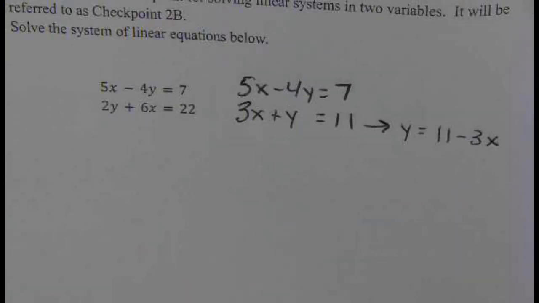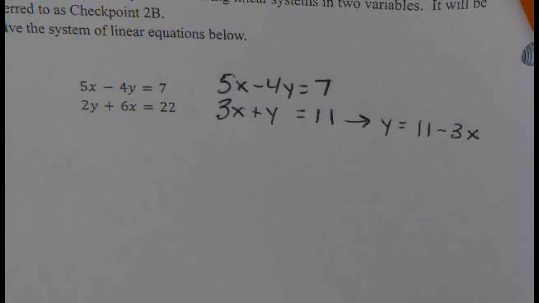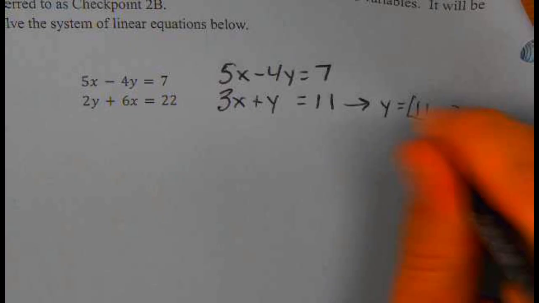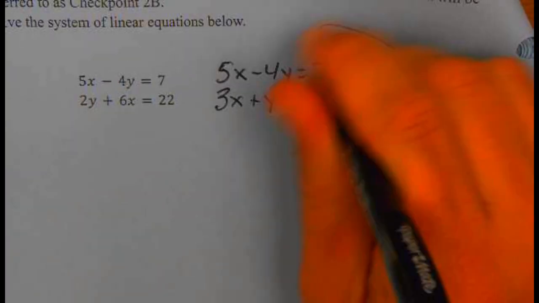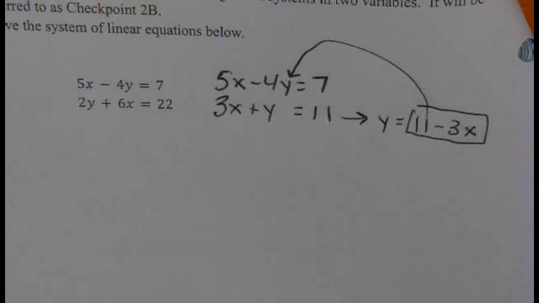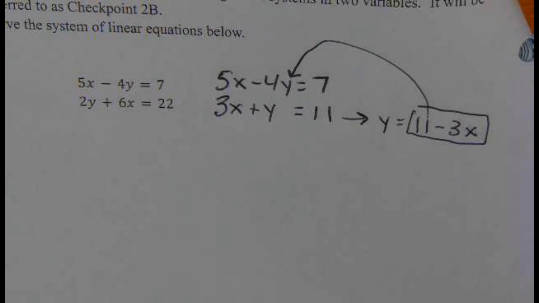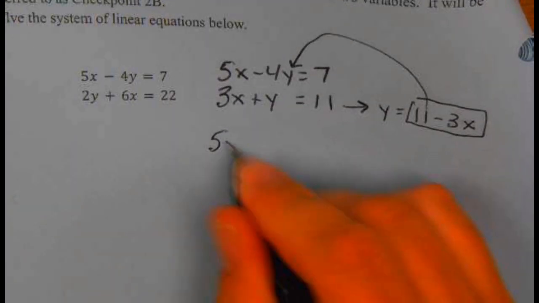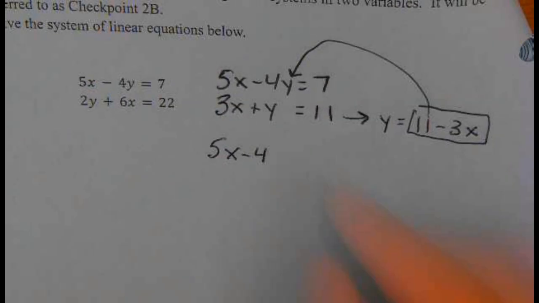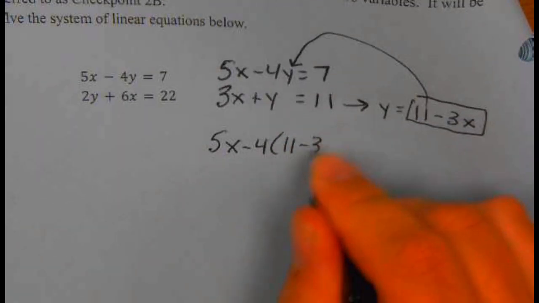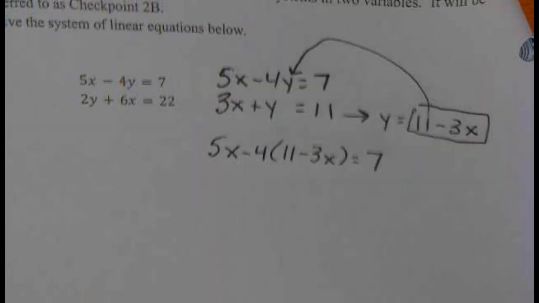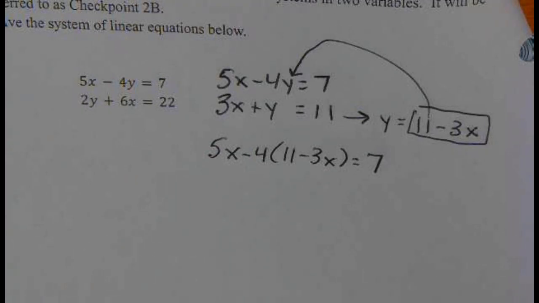Whoops. That would be getting that y by itself by subtracting the 3x over and then substituting that into this equation. Okay, that would be one way to do this problem using substitution. So then I would have 5x minus 4 times (11 minus 3x) equals 7, and I would go solve that for x.